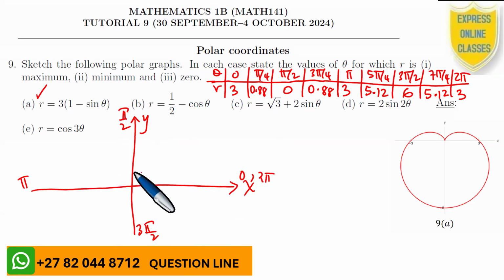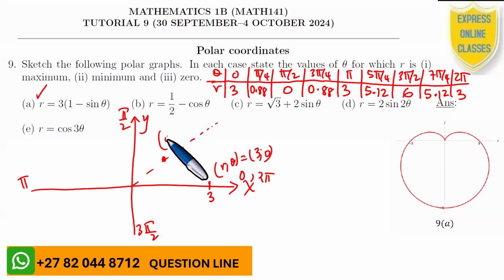Now we have pi over 4. Pi over 4 is an angle that is somewhere here, midway between 0 and pi over 2 radians. Now at pi over 4, okay, first at 0, we have r equals 3. So this one is an (r, theta) point. So you have that r is 3 and theta is 0. Here, r is 0.88.